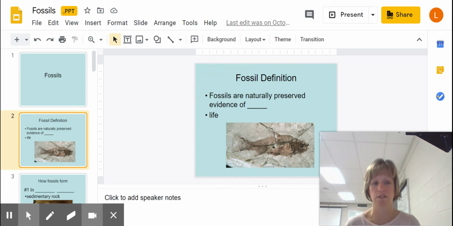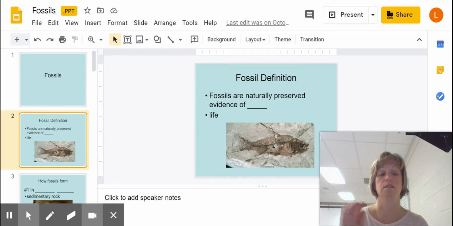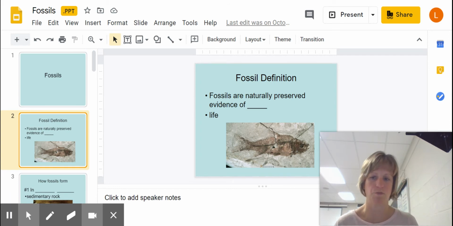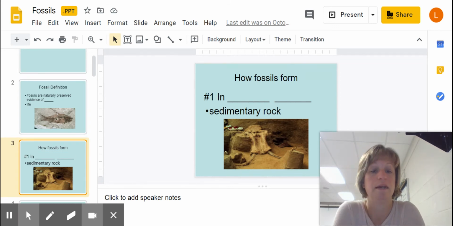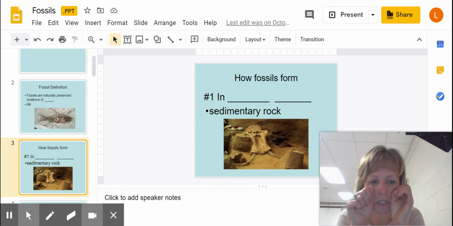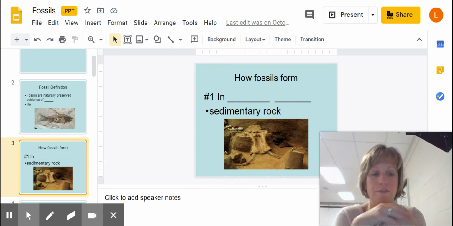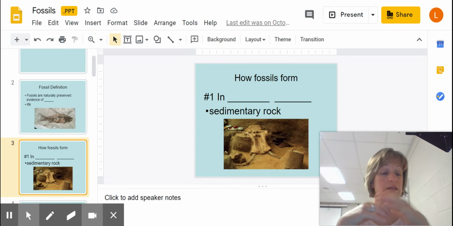Now, you'll notice your list goes from 1 to 6. The first one on here is the most common way by far that fossils form, and the last one on the list is much more rare, and we'll talk about why as we go. This is the number one way fossils form, in sedimentary rock. Think about this with me. Bones and teeth and shells are really just little chunks of sediment when you think about it. So they can get buried and cemented right in that sedimentary rock.